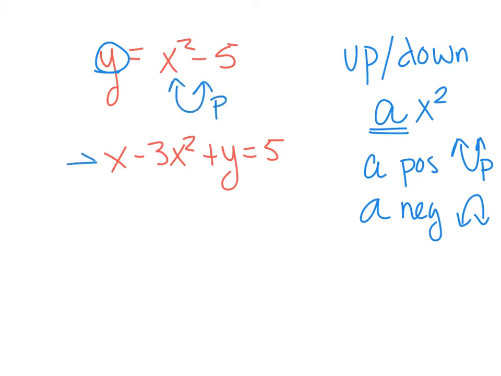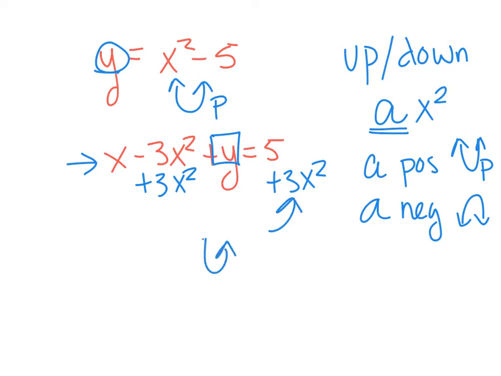In the next equation, the y needs to be isolated. So I'm going to move this -3x squared to the other side, and it's going to become a positive 3x squared. Now, since the a is positive, this is also going to open up.